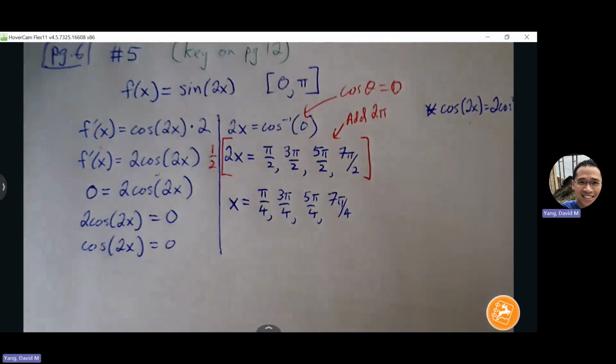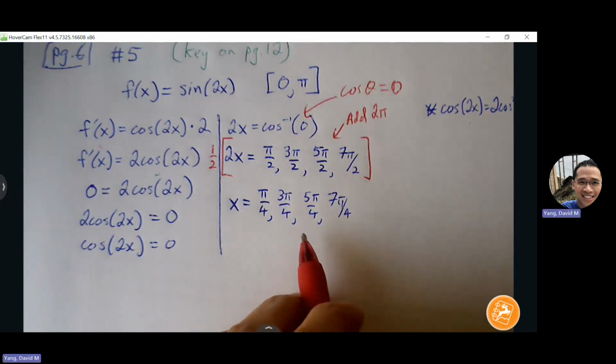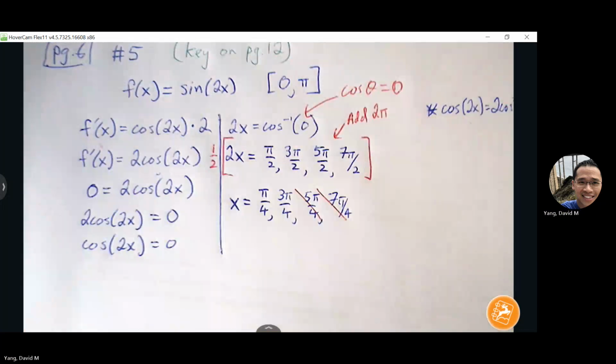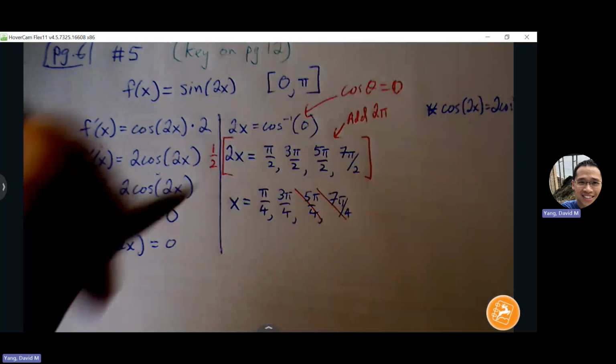Okay, we're only going from 0 to pi here, so which one do we not need? Yeah, these are out. Slope sine line.